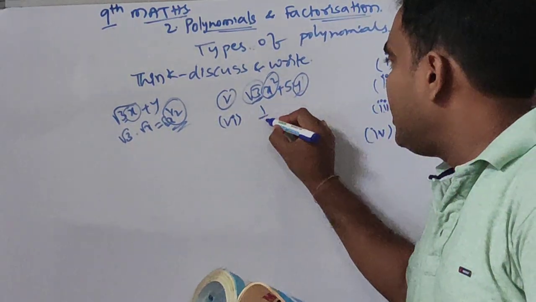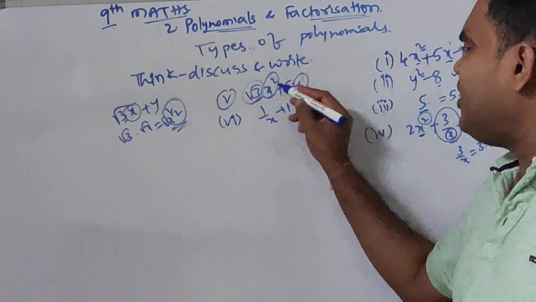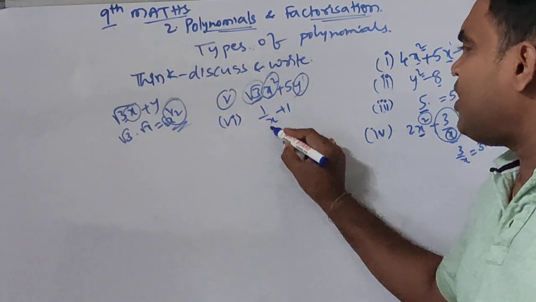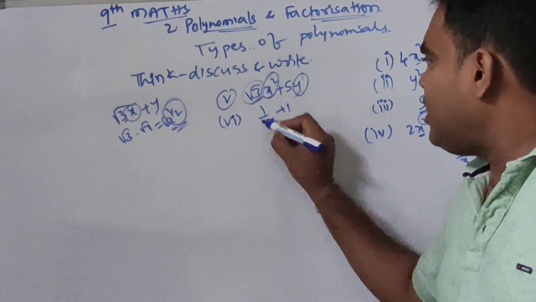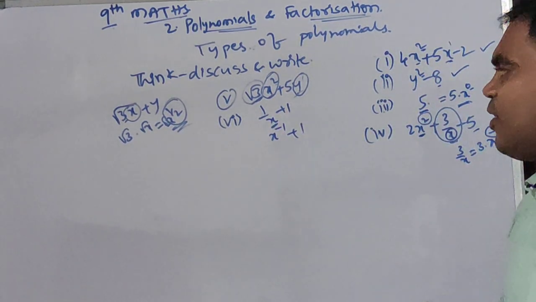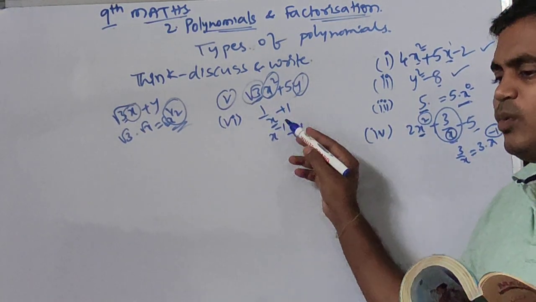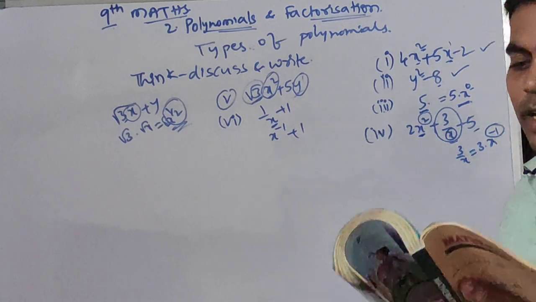Next, sixth question, 1 by x plus 1. If we observe, 1 by x is an expression in terms of the variable x. I am writing 1 by x as x power minus 1, plus 1. What is the power of x? The power of x is minus 1. So it is negative, so it is not a polynomial.